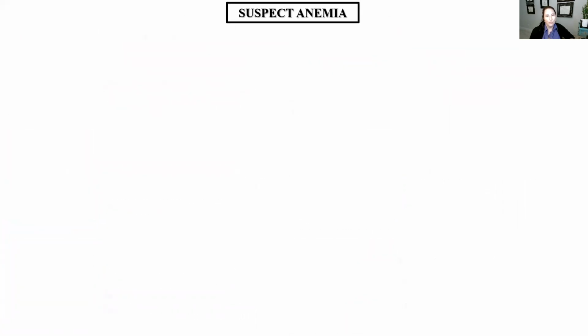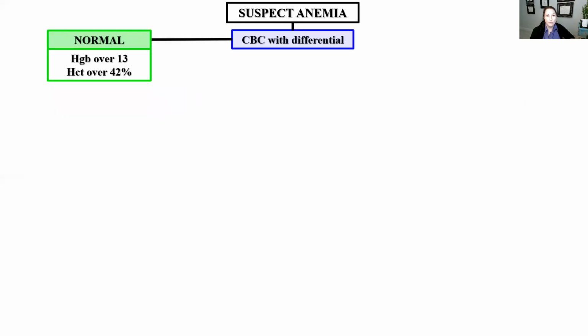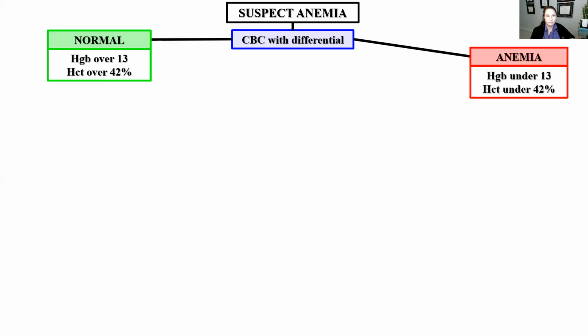Next, let's talk about the workup for anemia. How in the heck do we know when to order these labs and when not to? This is kind of an easy algorithm. If you suspect the patient has anemia based on the history and physical exam findings that we discussed on that pyramid, then we order our first test, which will be our CBC with differential. If the CBC with differential comes back normal, so we have a hemoglobin over 13 or hematocrit over 42, they don't have anemia, and we can cross that off our differential list.